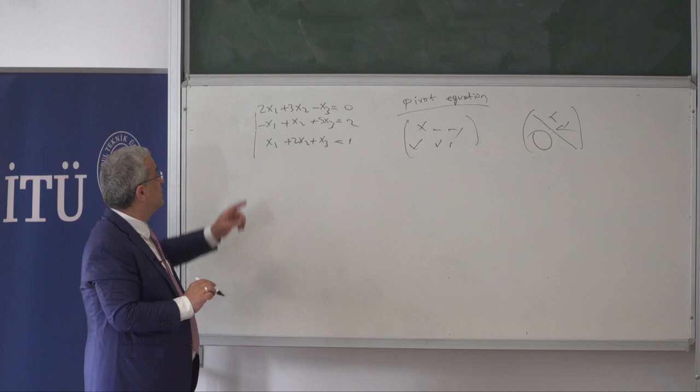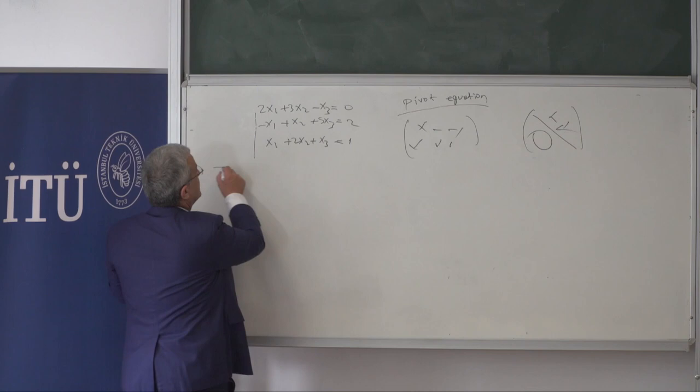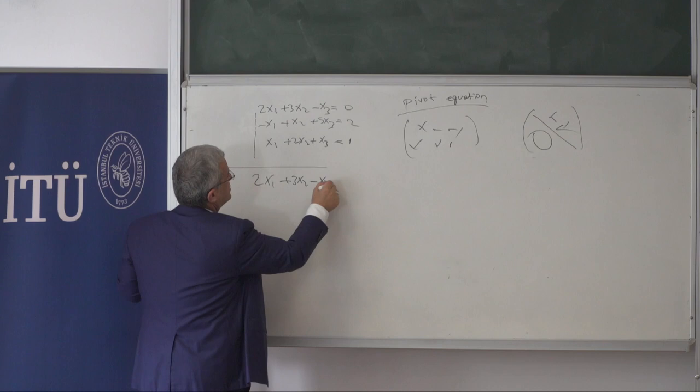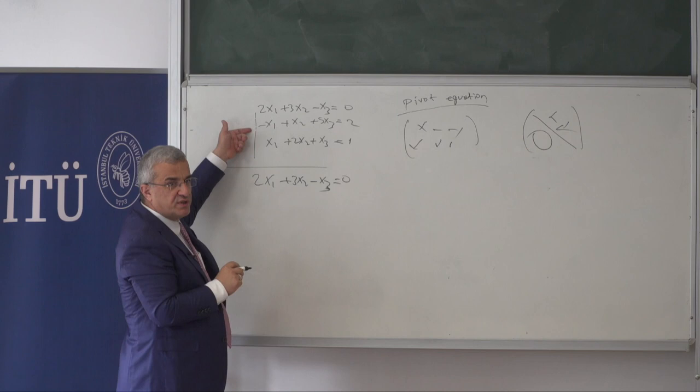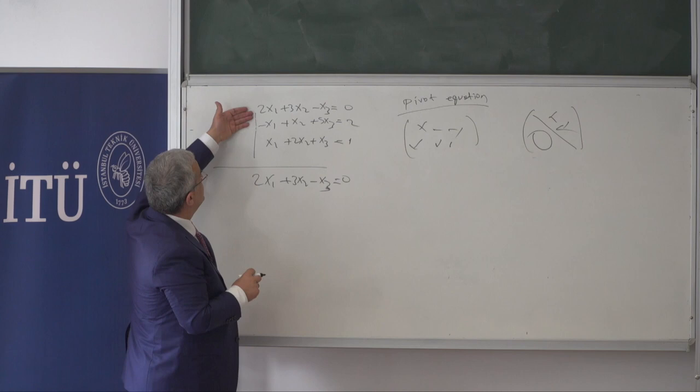So the new system of linear equations will have 3x2 minus x3 is equal to 0, right? I want to replace this with an equivalent equation with no x1. So what can I do? I will take half of this equation and add it to this one.